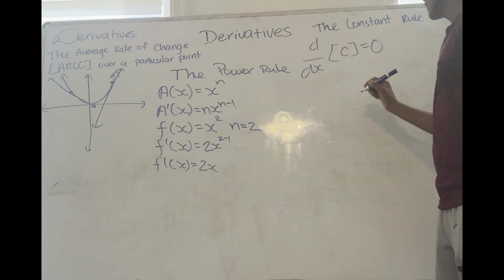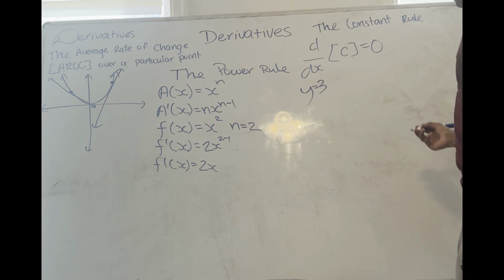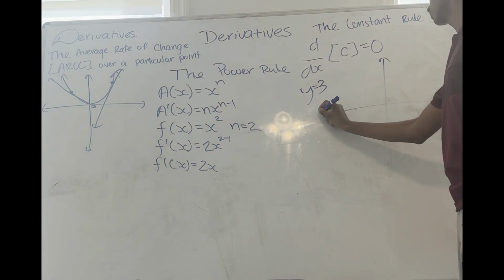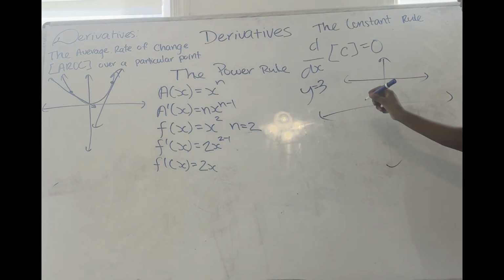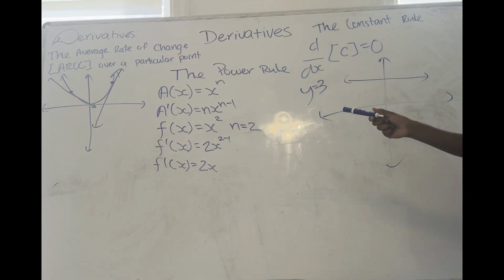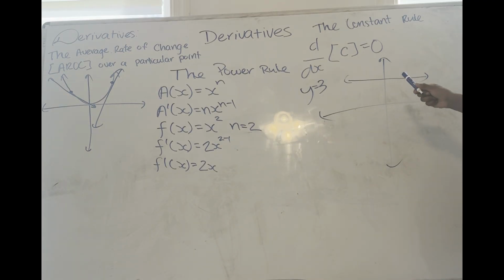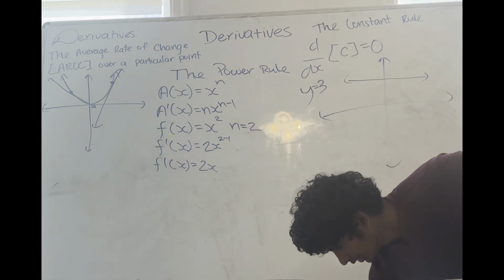So let's take y is equal to 3, for example, over here. All right, we plot this out on a graph right over here. And so we plot this out, and we can see that this constant does not have any slope. And the derivative, it talks about the average rate of change or a slope over a particular point. And if a constant does not have a slope, then its slope is going to be 0. So that is why the constant rule always states that the derivative of a constant is always equal to 0.